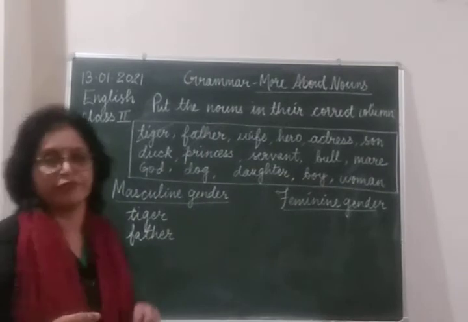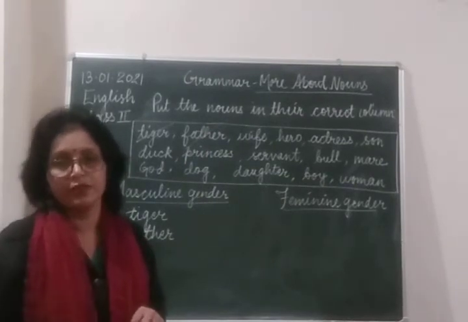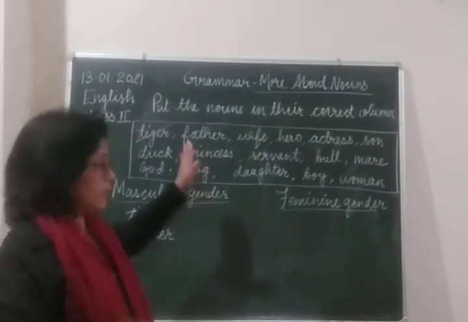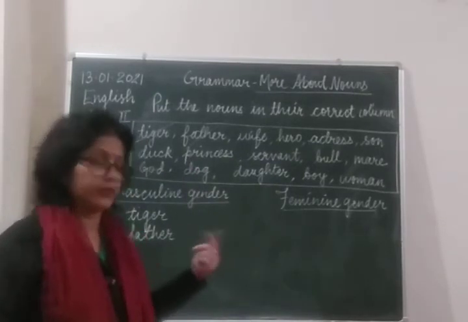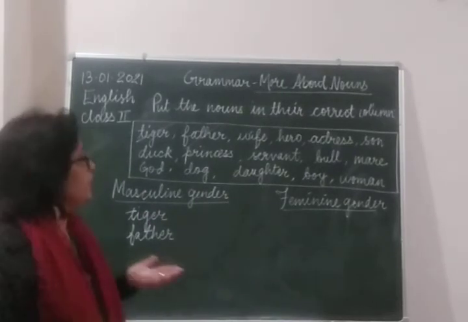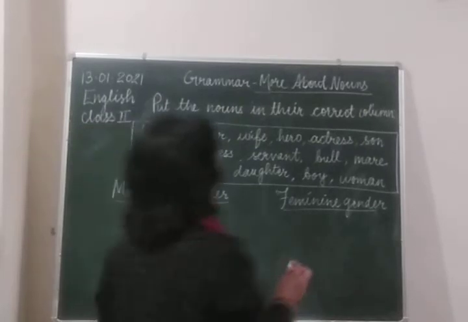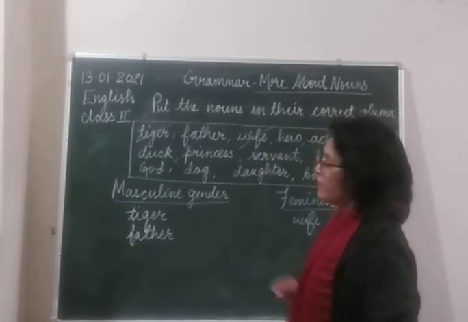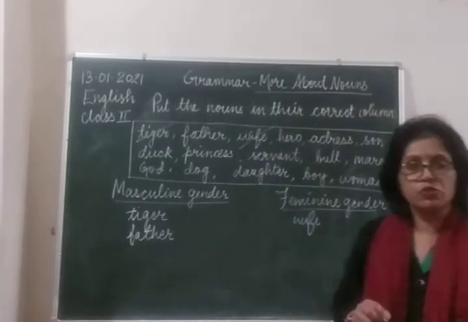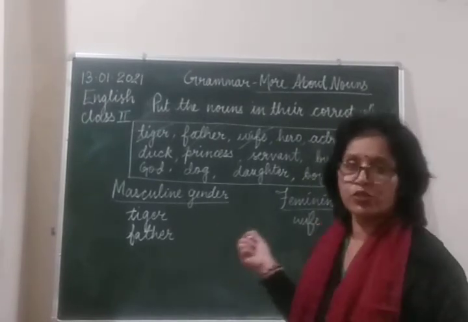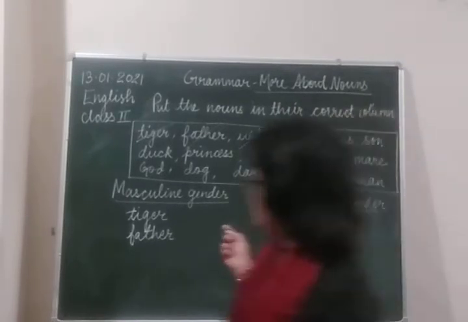Next is wife. Children, wife is a feminine gender. Wife ka masculine gender kya hoga? Husband. Father ka feminine gender kya hota hai? Mother. Tiger ka feminine gender kya hota hai? Tigress. Okay? So, wife should be under this column. Then we have hero. Children, hero is a masculine gender. The feminine gender of hero is heroine. But here we have hero, which is a masculine gender.